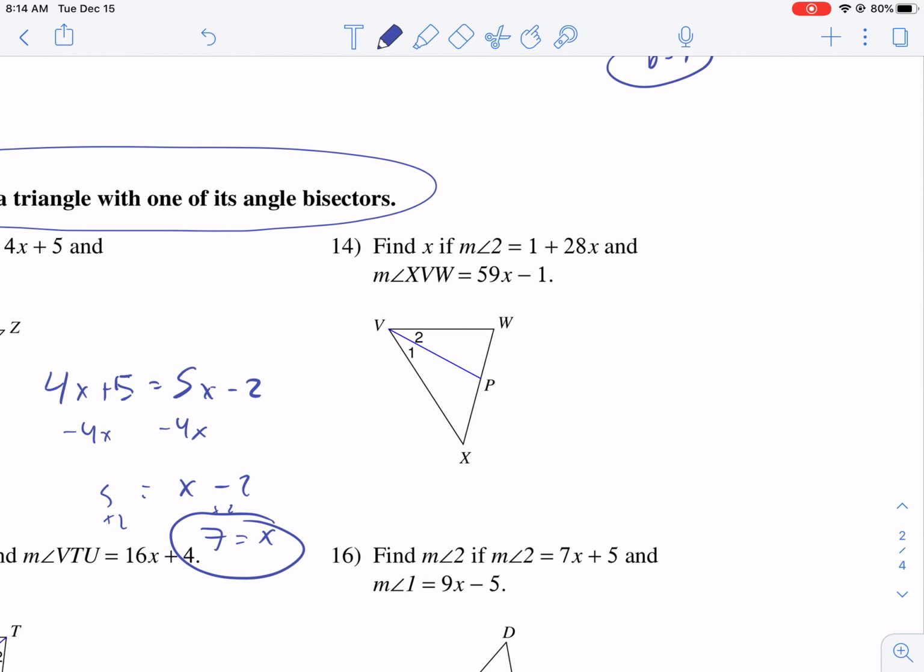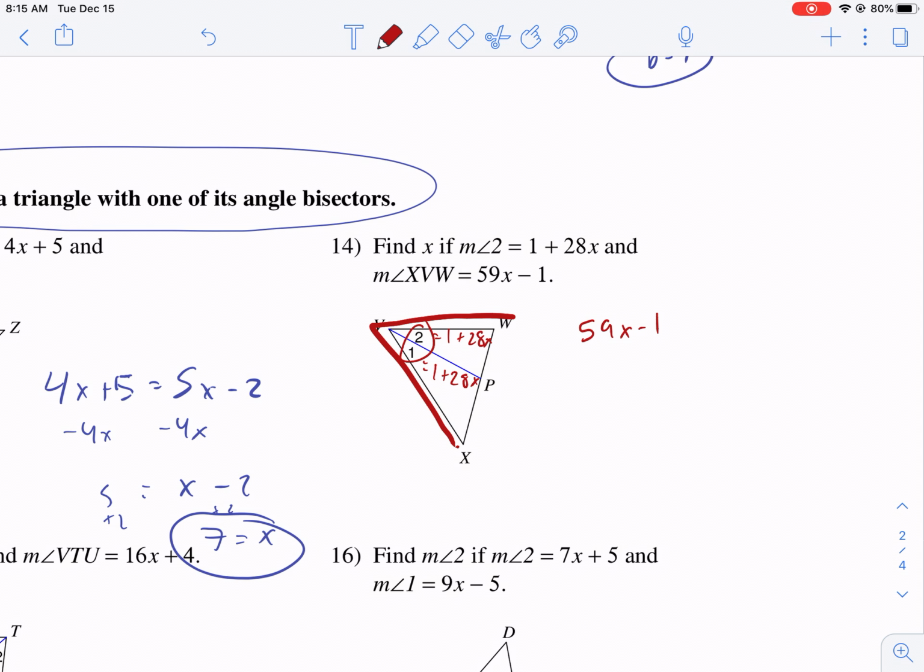Measure of angle 2. This one's going to be different, I can already tell. Angle 2 equals 1 plus 28x. And then angle XVW, so the big angle, equals 59x minus 1. Now, here's the deal. This big angle is the sum of these two smaller angles. What does angle 1 equal? Well, angle 1 is the same as angle 2.